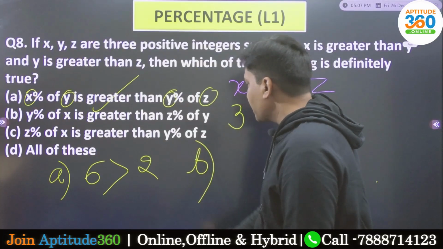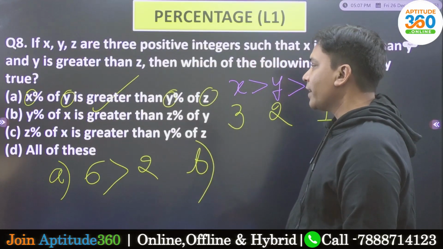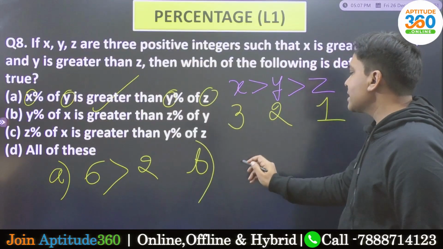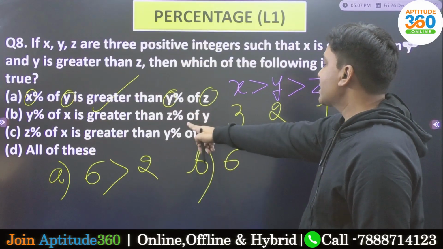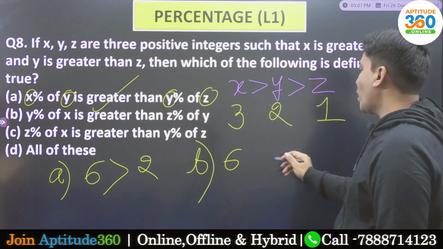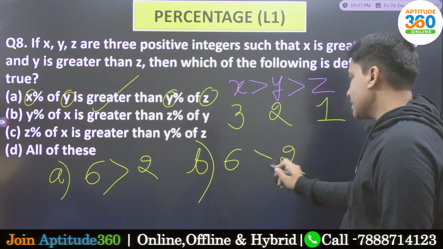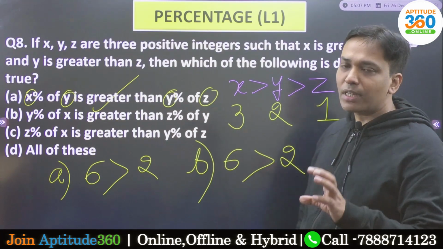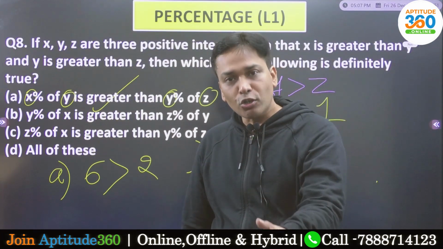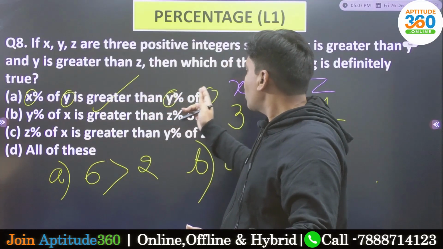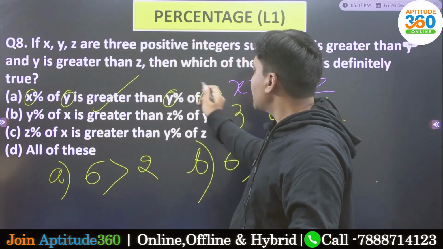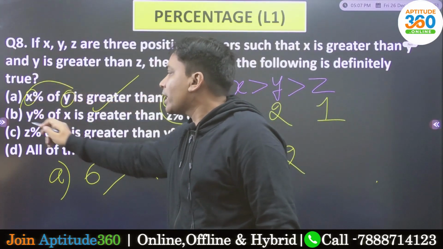Let us check option number B. Y% of x. Y% of x is again 6. And Z% of y. Z% of y is again 2. That is bigger. So what is that you have learned? X% of y is nothing but Y% of x. Z% of y or Y% of z, these two values are also same.